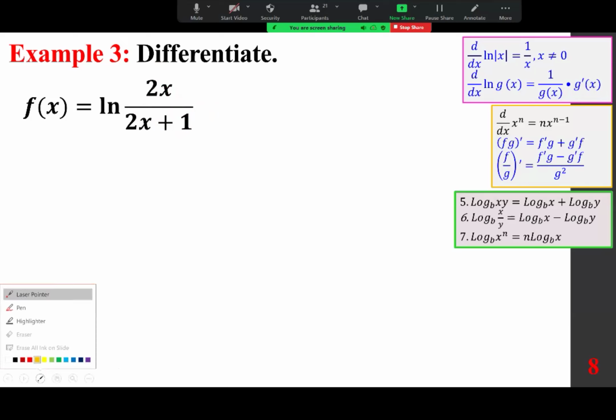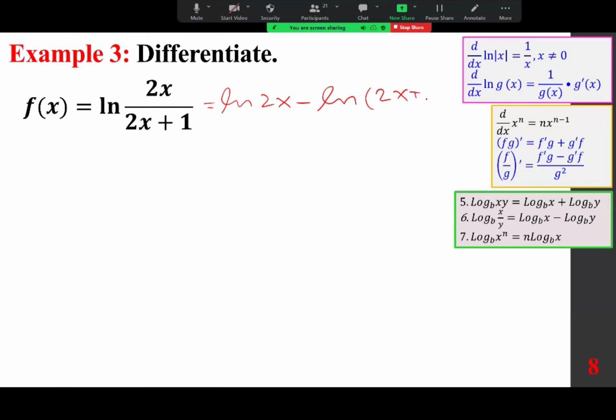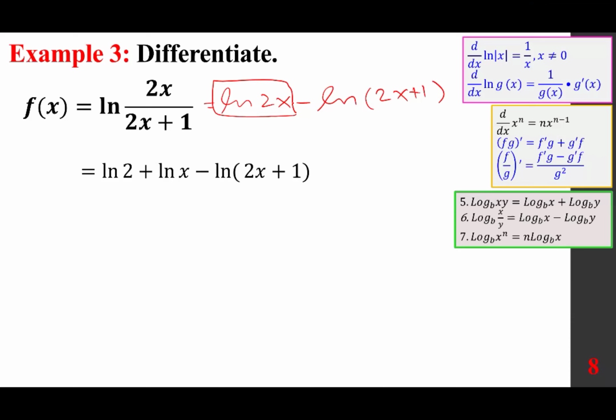Instead, I'm going to write ln of the top minus ln of the bottom. Furthermore, this is ln 2 plus ln x. In other words, I'm going to decompose this completely. That would be my first step, everybody. And I hope everybody's comfortable with using logarithmic properties.